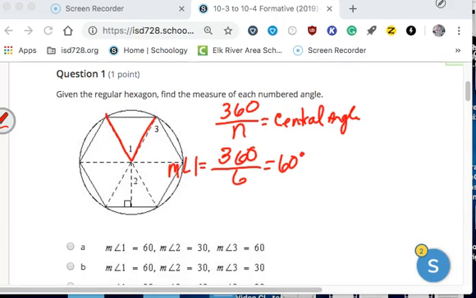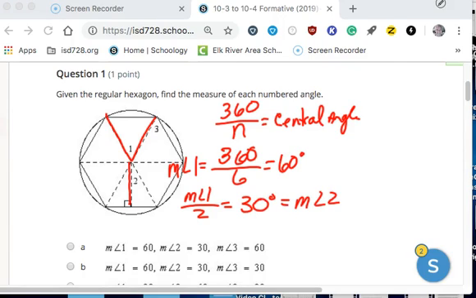The measure of angle 2 is half of the measure of angle 1 because we have an apothem coming from the center going up, it's perpendicular. So I take the measure of angle 1 divided by 2, which is going to be 30 degrees. And that's the measure of angle 2.